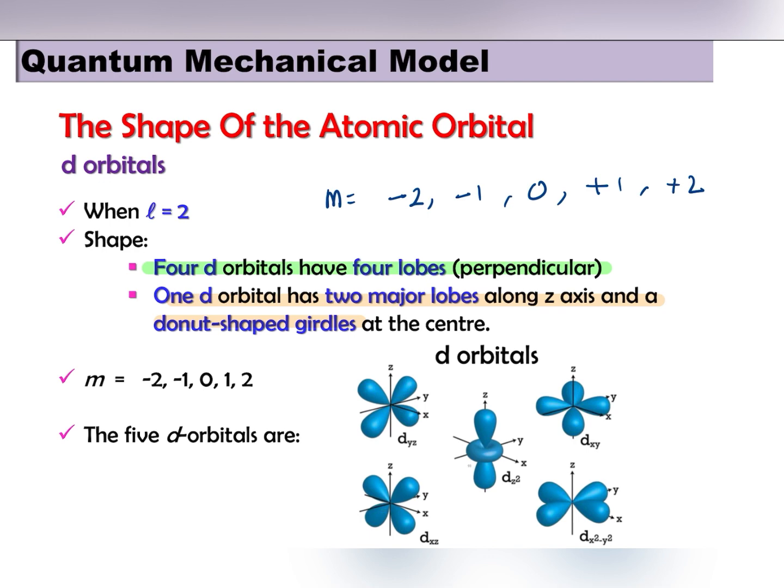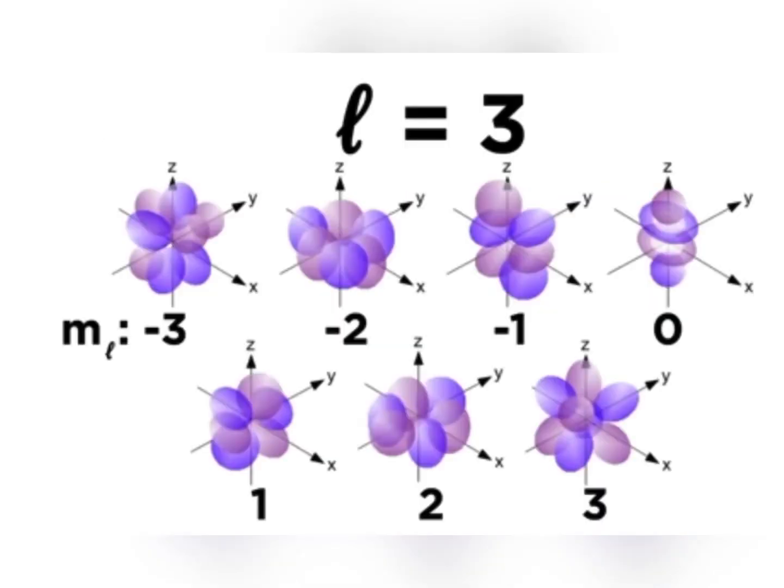If L equals to 3, the value of M will be from negative 3, negative 2, negative 1, 0, 1, positive 1, positive 2 or positive 3. So akan ada 7 orientation for F orbital. For this one tak perlu risau, kita punya syllabus tak cover for F orbital.